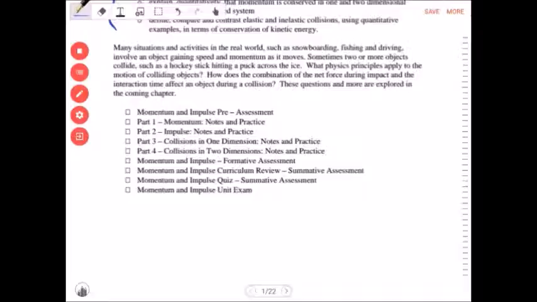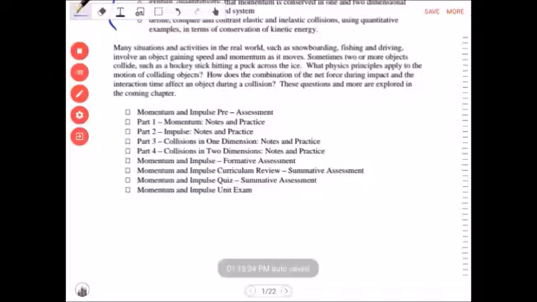At the end of the 4 videos, you have the momentum and impulse formative assessment. That is review questions. They're not for marks. They are just for you to practice. The answer key is given in the workspace, so you can mark your own stuff, just to see where you're at.